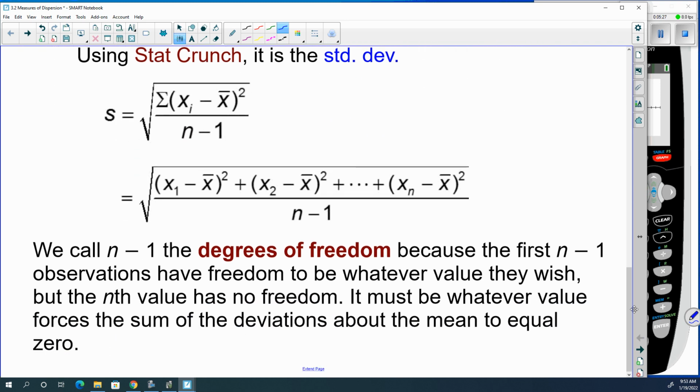Okay, and then it says the n minus 1 is called the degrees of freedom because the first n minus 1 observations have the freedom to be whatever value they wish, but the nth value has no freedom. It has to be whatever value forces the sum to equal 0, because at the top of the page, we said that the sum of the deviations always has to be 0. So that last one has to be whatever makes everything add up to 0.